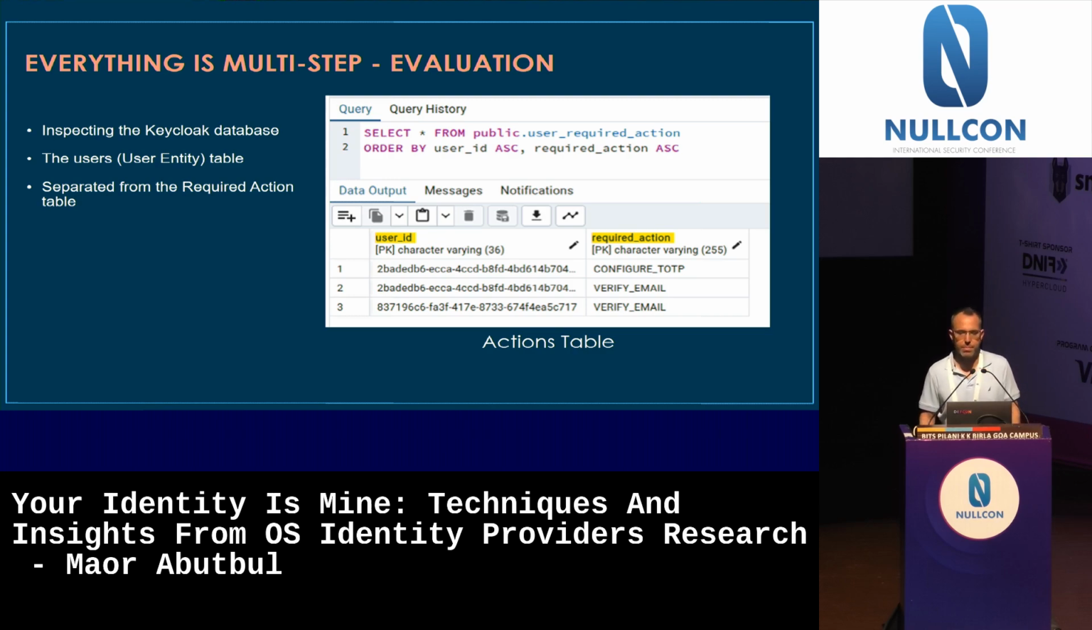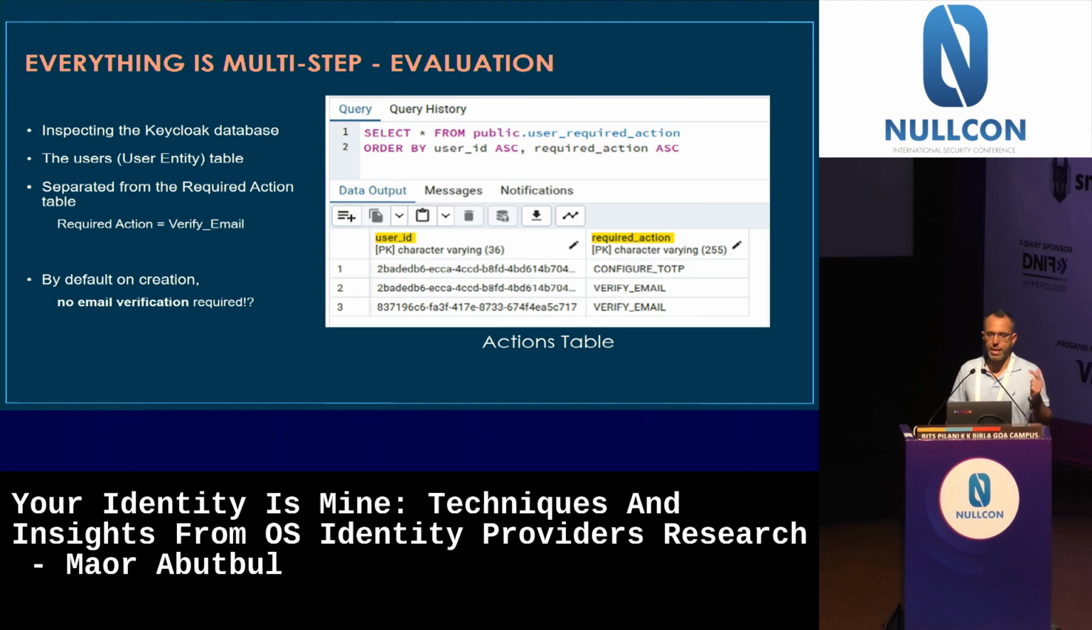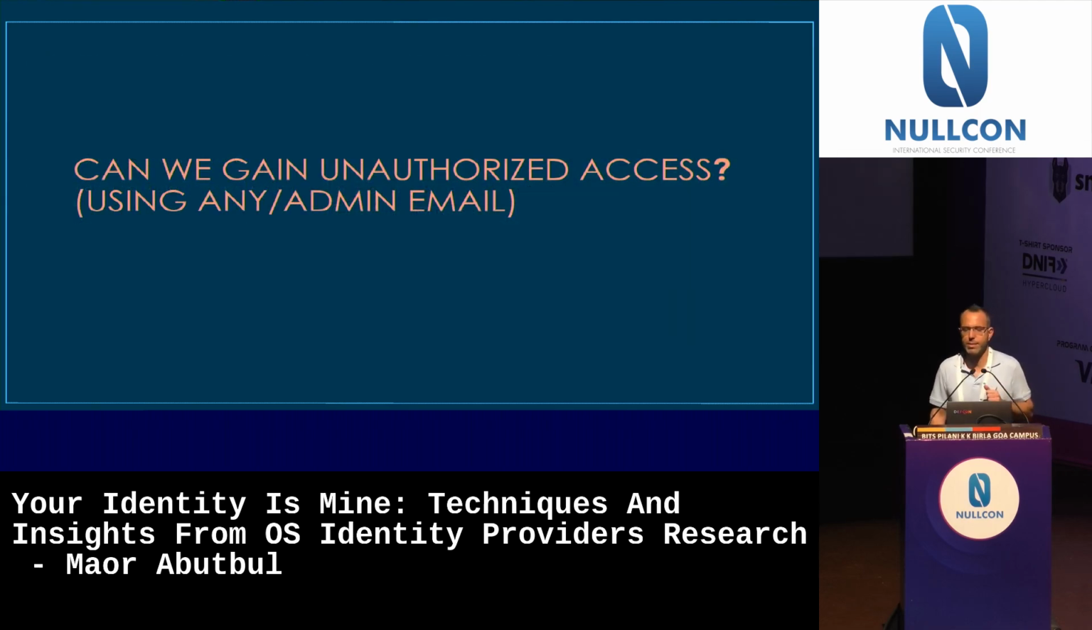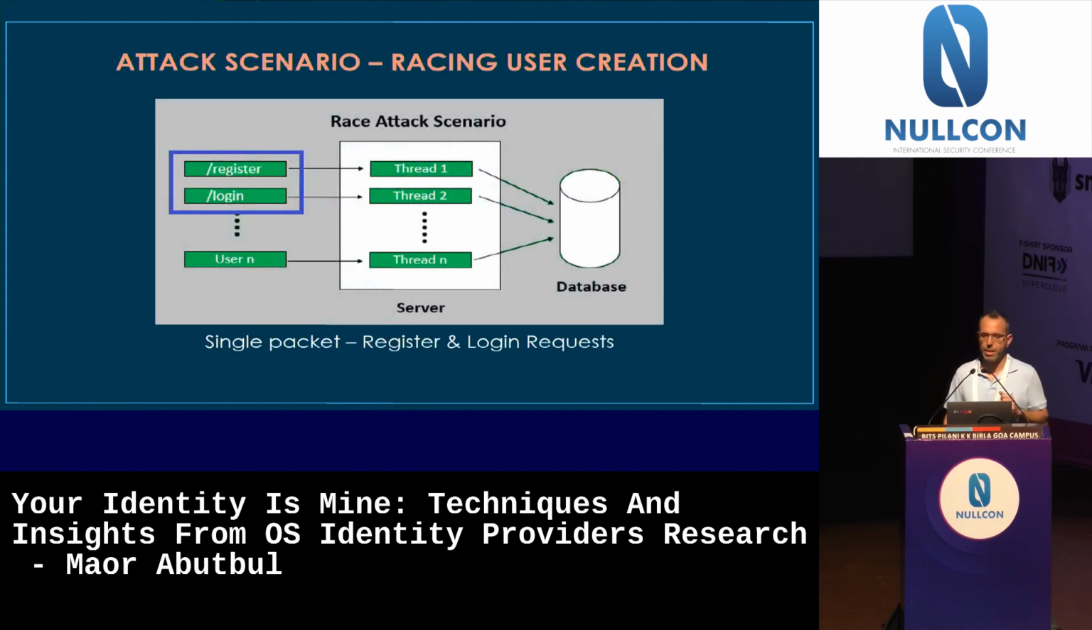Here, our journey started by inspecting the Keycloak database. We found that the users table is separated from the required actions table. As can be seen in the image, the verify email flag is maintained in a separate table. This means that no email verification is needed on creation. So we speculated, can we gain unauthorized access? This means that if we make a single packet with the registration and the login at the same time, we could log in without email verification.